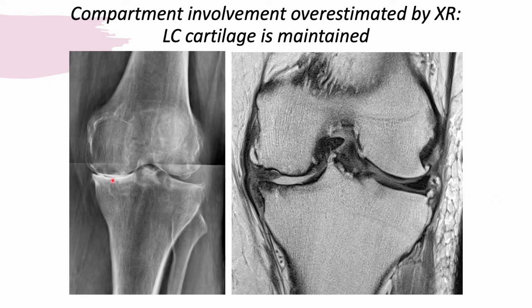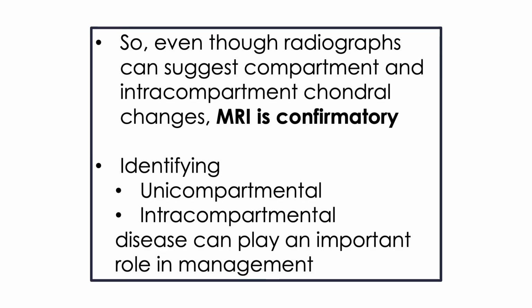Here's another example where we think that both the medial and lateral femorotibial cartilage are going to be lost. But when you look at the MR, you see advanced medial loss, but you see relatively good and spared lateral cartilage. So even though radiographs can suggest compartment and intracompartment condyle changes, MRI serves as a confirmatory study in these situations. Identifying unicompartmental and intracompartmental disease can play an important role in the management of conservative or joint preservation surgery.